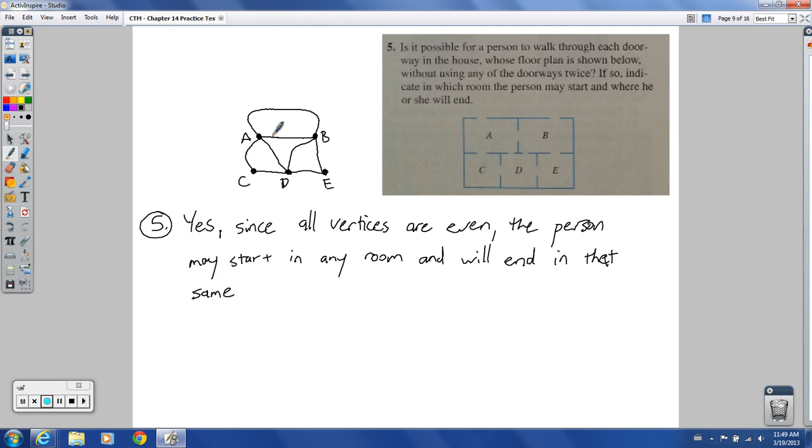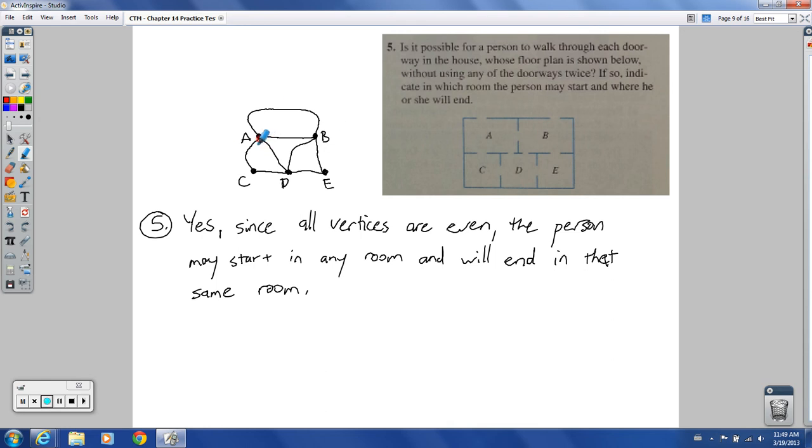Euler's theorem told us that if you have all even vertices, you can start at any even vertex and you'll end right back where you started if you do this correctly, in that same room. Okay, so let's just, for argument's sake, show one possibility. I'm just going to highlight. I'm not going to number stuff and list the path. It doesn't say we have to do that.